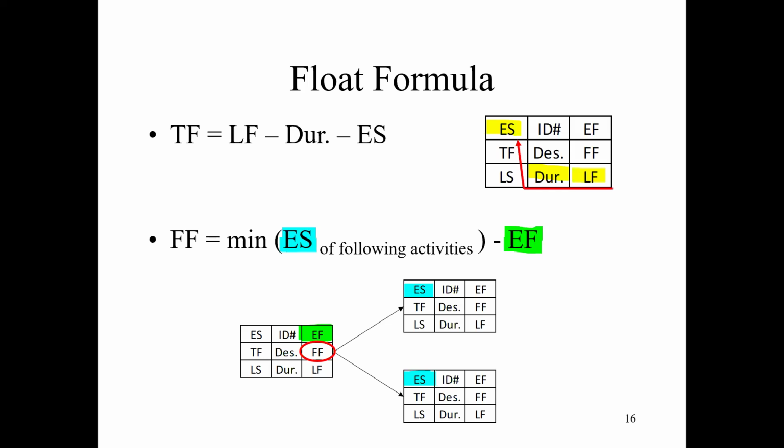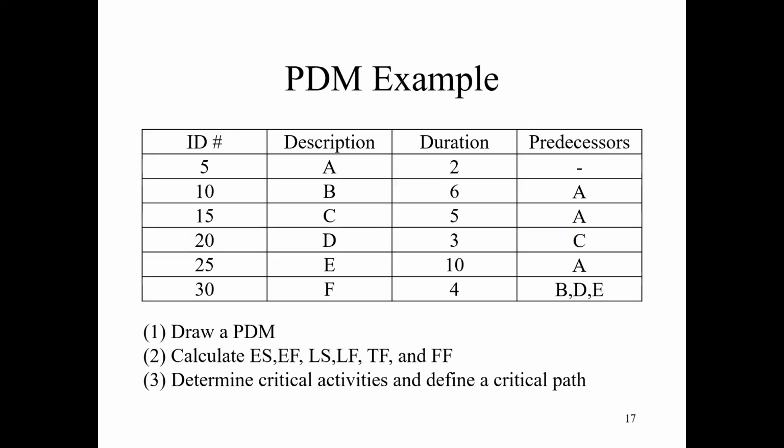So with the understanding of those equations, we are going to solve a problem like this. Should we have additional time? So how to do this? We have 6 activities. We have the labels for each from A to F, and the durations: 2, 6, 5, 3, 10, and 4. And we have the predecessors: A, A, C, A, B, D, E. So can you draw a diagram for this one real quick, in 2 minutes?